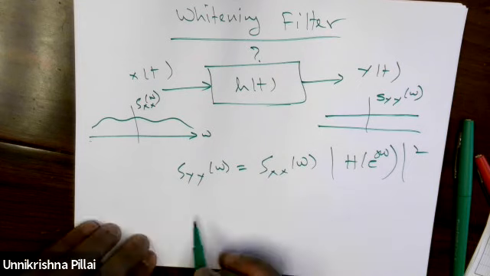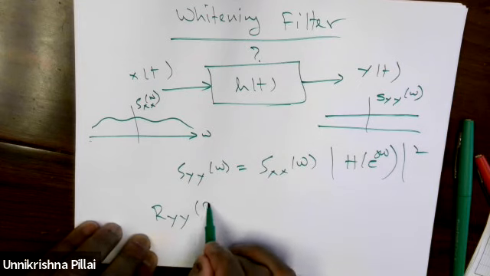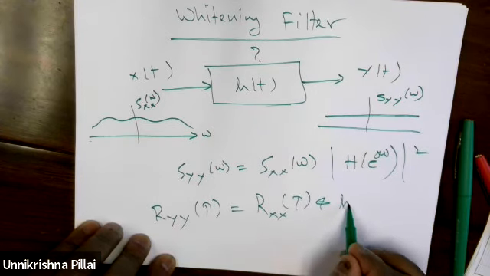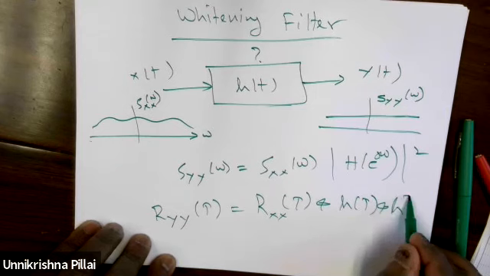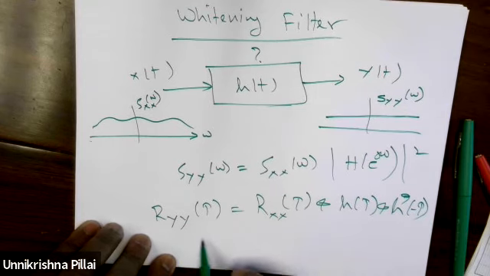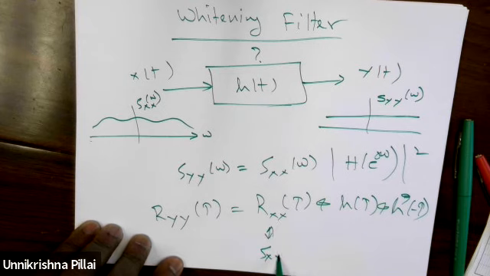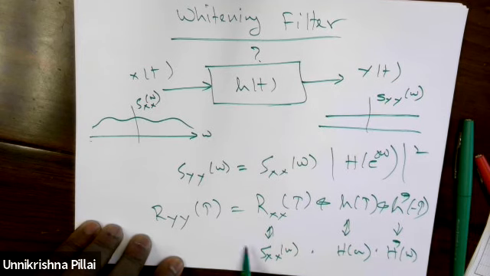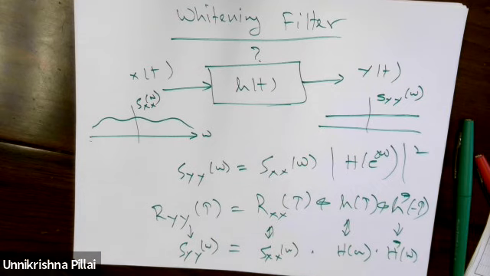So this was the key result. RYY of tau is RXX of tau, which we did earlier, convolved with H of tau, convolved with H star of minus tau. When you do the transform, it becomes a product. The transform of this is SXX of omega, the transform of this is H of omega, the transform of this is H star of omega, and the transform of this is SYY of omega. You have to go home and do all this stuff. So we are going to exploit this equation.